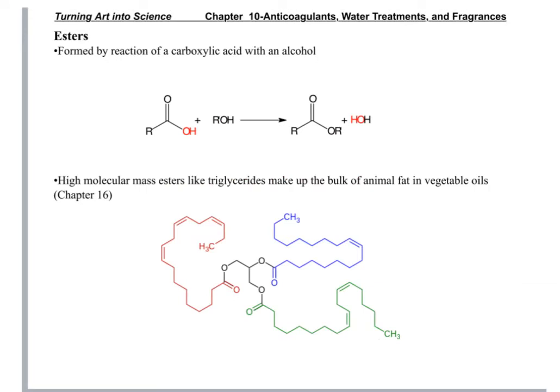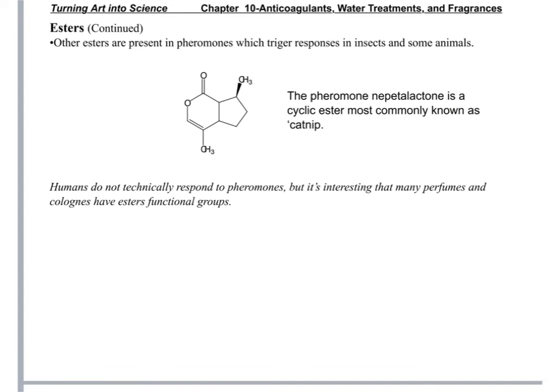Esters are the other type of group that we were looking at. Instead of the OH, you've got OR. Esters like triglycerides, we find in animal fat and vegetable oils, which are really important to monitor your intake of for your nutrition. Esters are present in pheromones in the animal world. Here you have the structure of the pheromone that's in catnip.